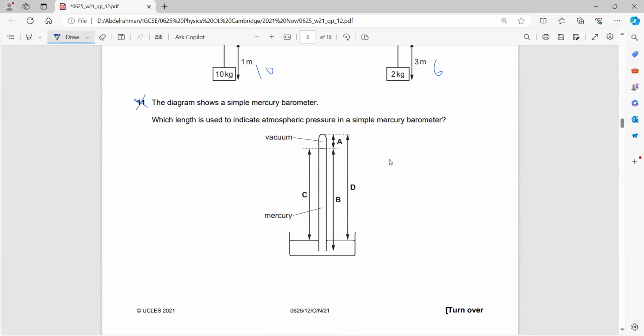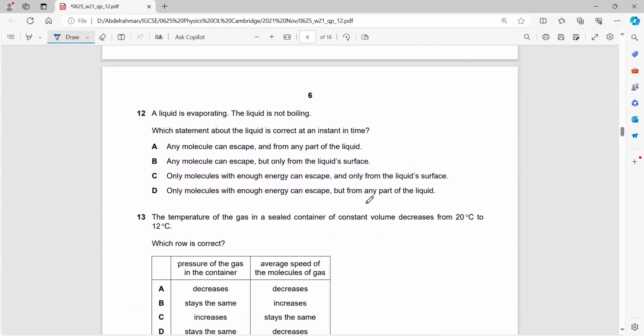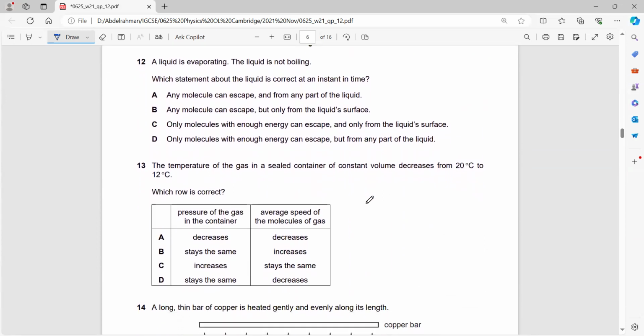Barometers have been removed from the syllabus. The liquid is evaporating, it's not boiling. Which statement about the liquid is correct at any instant?